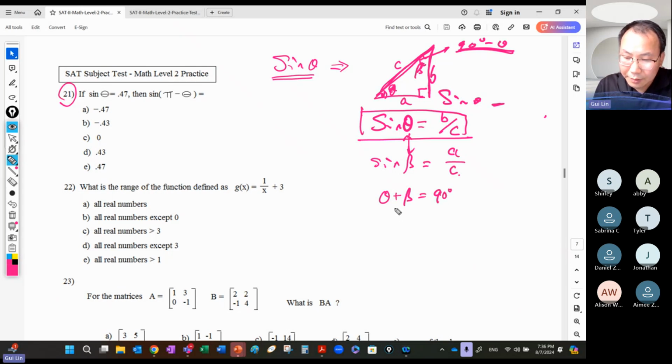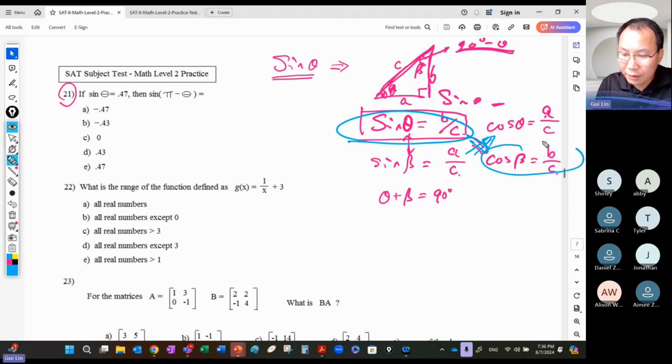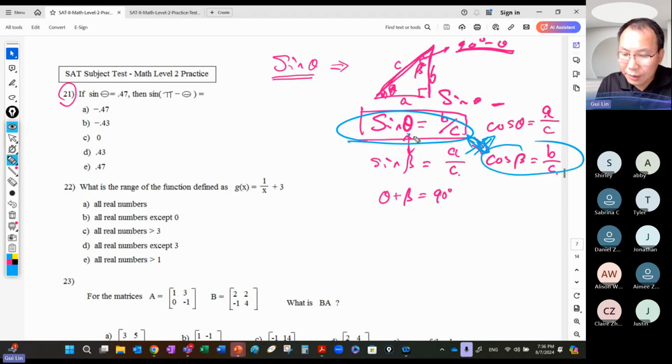So what about cosine theta? Cosine theta is A over C. What about cosine beta? Cosine beta is B over C, right? Okay, so you can see, do you see this part? These two equal each other. These two equal each other. These two equal each other. So if the angles add together to equal 90 degrees, they are actually equal. It is also equal. And also you can see the part.